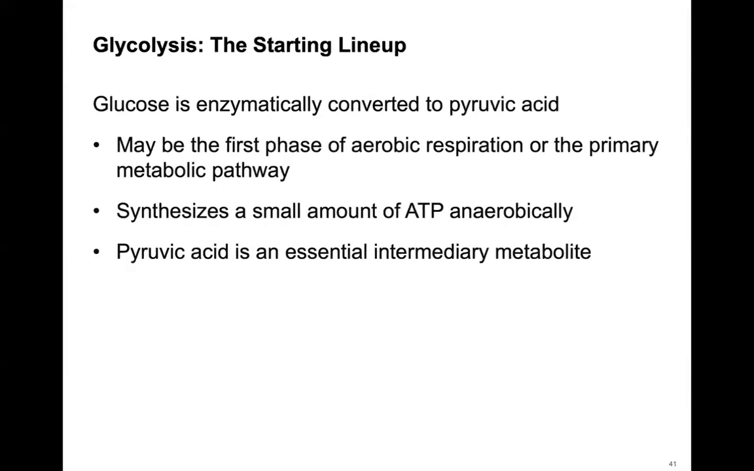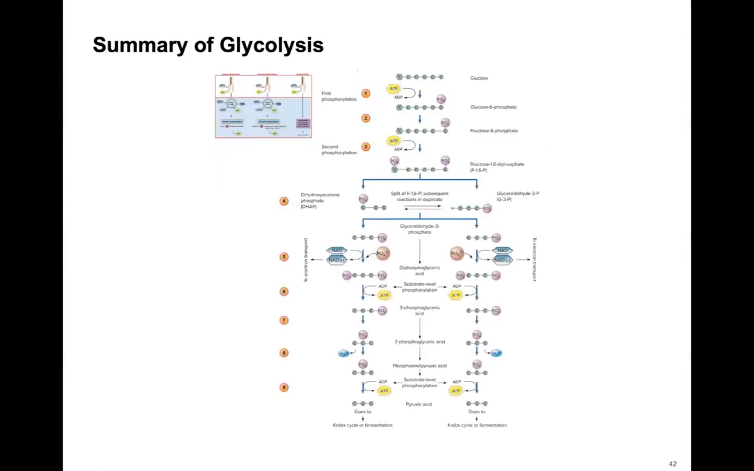The first pathway is going to be glycolysis. Glycolysis is the starting lineup. Glucose, which is one of the main molecules that gets processed, is enzymatically converted to two pyruvic acid molecules, the product of glycolysis. It may be the first phase of aerobic respiration or the primary metabolic pathway if you're talking about something like fermentation. It will synthesize small amounts of ATP anaerobically, a net gain of only 2. And pyruvic acid is an essential intermediate metabolite that is often shuttled between other pathways.